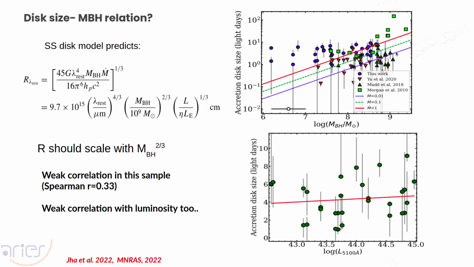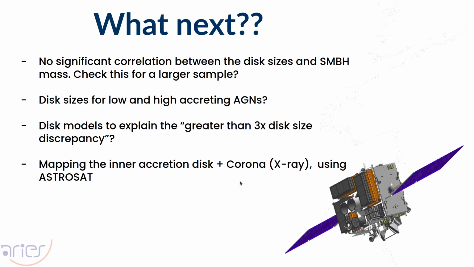So the disk sizes are larger, and then we plot with the luminosity here. At 5100 angstrom we calculated the luminosity, and here also we do not find a very good correlation, a very weak correlation between the disk sizes and the luminosities in this sample. Yeah, so this is the final thing.